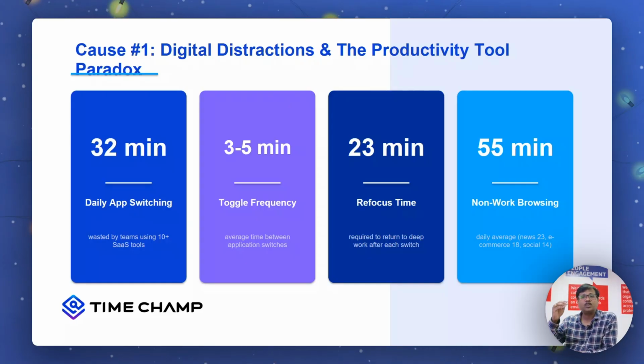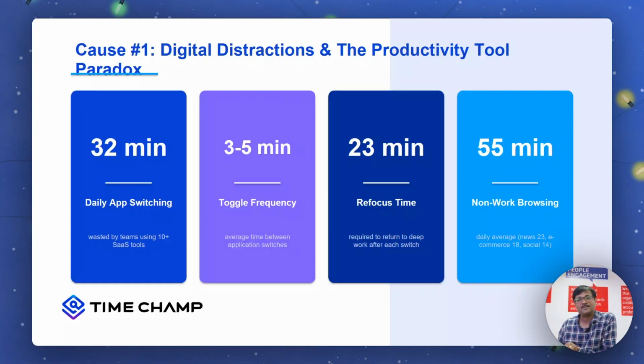Here is what I call the productivity tool paradox. According to Asana's Anatomy of Work report, teams using 10 or more SaaS tools, which is most modern organizations, how much time do they waste? Any guesses? I will tell you. They waste 32 minutes every single day, just for switching from one application to another, not using them, just switching.